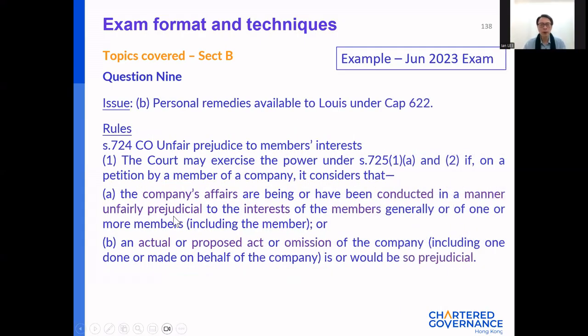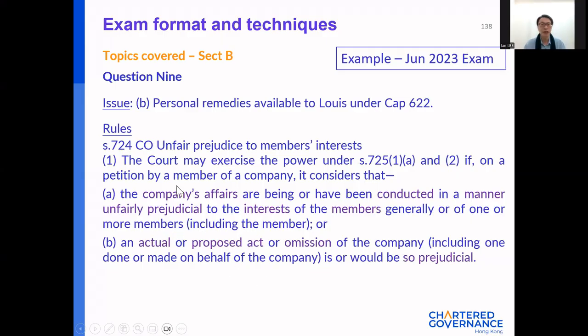Okay, so personal remedies available to Louis. Clearly he can see all these things were not properly done. What can he do? We're now not talking about a derivative action. It's not making any claim on behalf of the company. It's seeking a personal remedy, something for Louis himself. Maybe to help him, maybe to compensate him, we'll see. So that's the reason why it will be section 724. We saw this before in our previous slides.